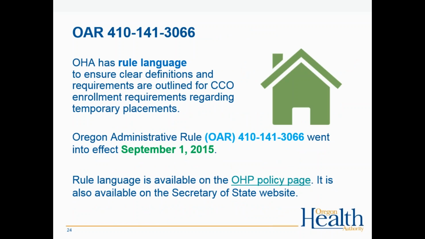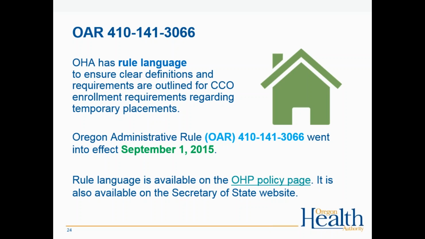So this rule has garnered a lot of questions. We know there's a lot of folks that work with APD that have asked about why this rule is in place and how it's supposed to work. So the rule is 410-141-3066, and that language that went into effect back in September of 2015 talks about the definitions and requirements for when a member goes out of the area. The tricky part, of course, is why the member is going out of area.